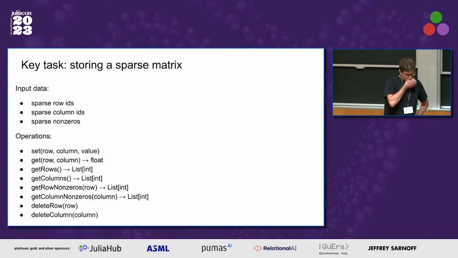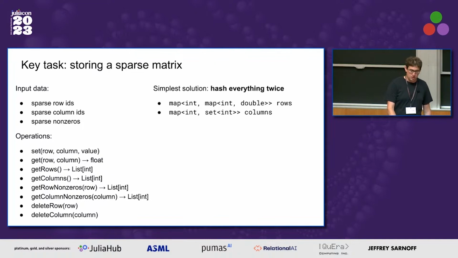So if we want to get or set our coefficients efficiently, what is the key task? We need to work with a sparse matrix. We need some way of dealing with this. It's because our IDs are sparse after deleting variables. We are kind of three-way sparse. We're sparse in the rows, we're sparse in the columns, and we're sparse in the non-zeros of the matrix. And then you have all these basic operations of set and get. The ones that are tricky are get all the rows, get all the columns, and delete a row or delete a column.